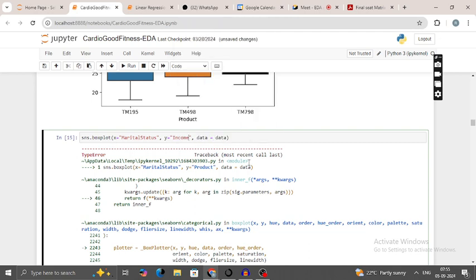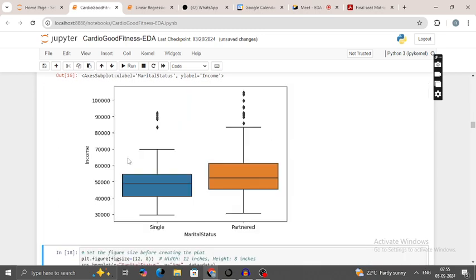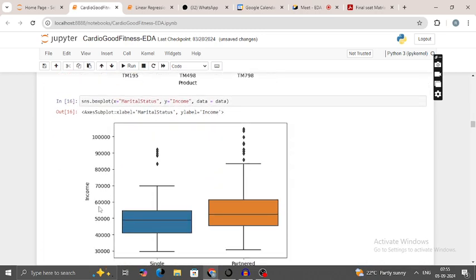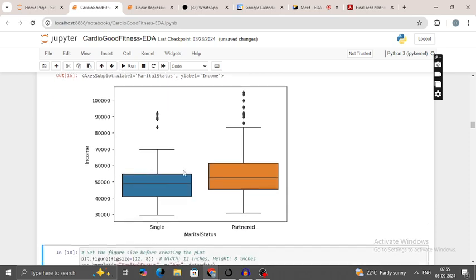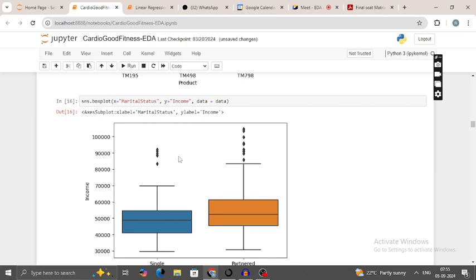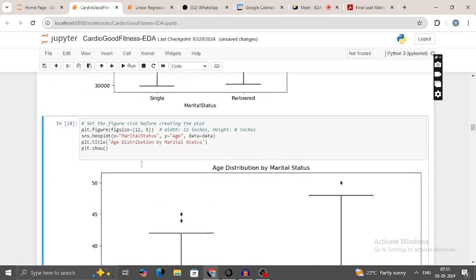I'll put income and income versus marital status. Obviously, as per our knowledge, people who are partnered, their income should be higher because they would have higher experience, more age. Let us see. Obviously, look at this. People who are single, look at their income, and in general I'm speaking. People who are partnered, once they are settled, they have higher income, they get partnered. So look at this. So similarly, that is about the box plot.